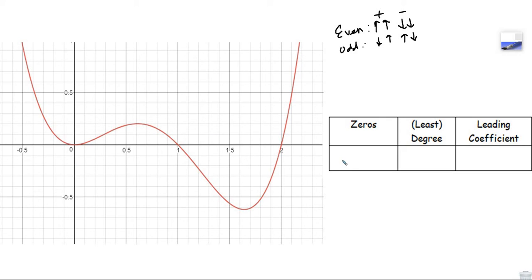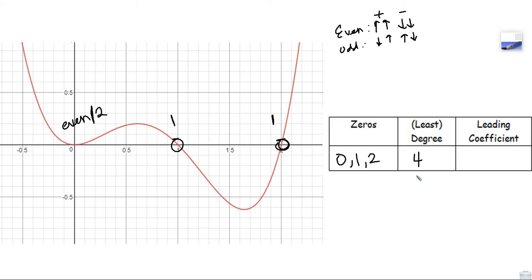So we know we have a 0 at 0, we have a 0 at 1, and we have a 0 at 2. Okay? So to figure out the least degree, we need to know what the multiplicities are here. So we know that this is an even multiplicity because it has that bounce. So at the very least, it's a degree 2. This is a cross, so that's a 1. And this is a cross, so that's a 1. So when we multiply, remember we add our exponent. So 2 plus 1 plus 1 is 4.